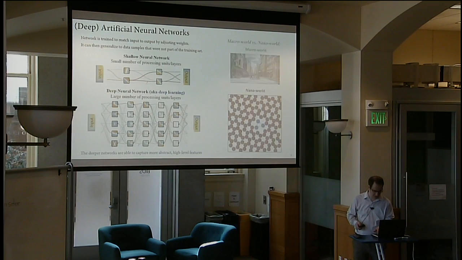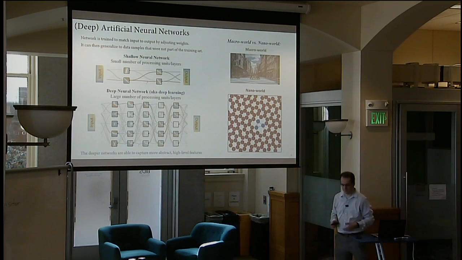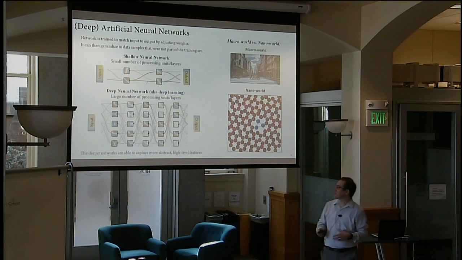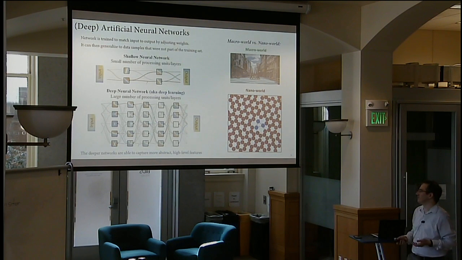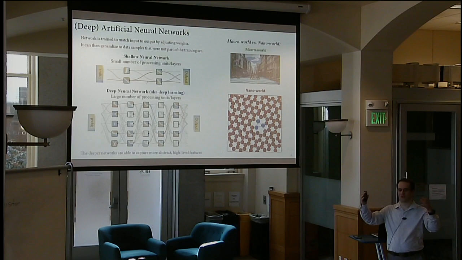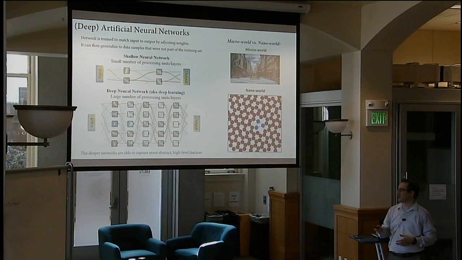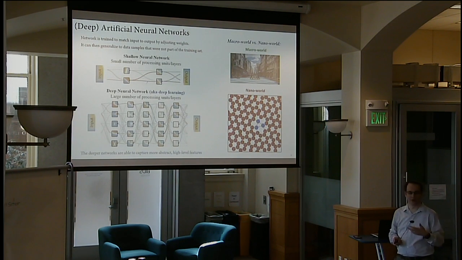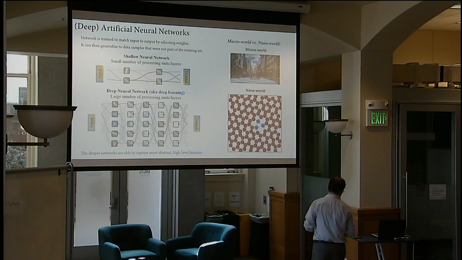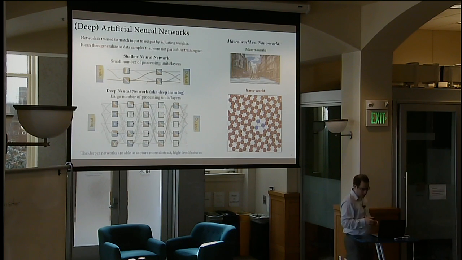Now I think I don't need to introduce what deep learning is for this audience. But basically, the way I usually like to explain it in very simple terms is that you have input, you have output, you have a neural network in between them, and you match input to output by adjusting weights. The difference between a deep network and a shallow one is that the deep one has more units and layers, and the deeper the network becomes, the more capable it is of capturing abstract high-level features and not being very sensitive to pixel-level details, which seems pretty important for our task.